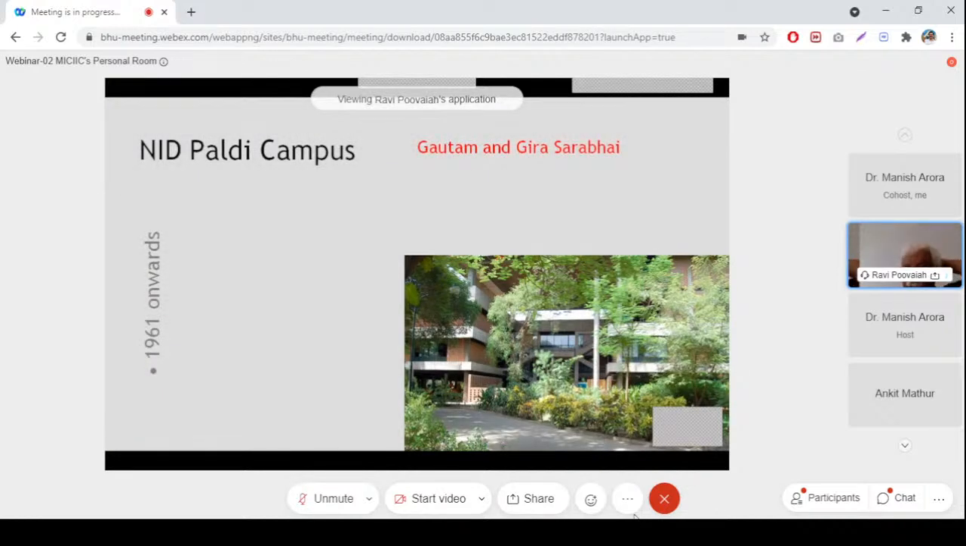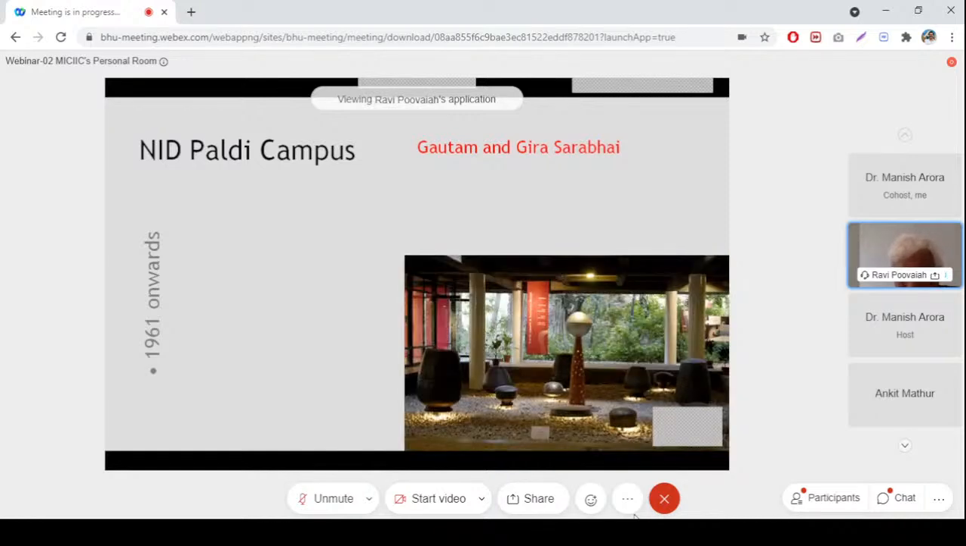Okay, and we'll come to the design school which started first in India, 1961, the National Institute of Design. Okay, Gautam and Gira Sarabhai. Gira Sarabhai just passed away last week. Okay, very instrumental in making the school happen. Of course, it had the blessings of our first Prime Minister, Nehru. Okay, and yeah, this is again a beautiful building, flexible building, which you can put together for exhibitions or classrooms or offices. Okay.